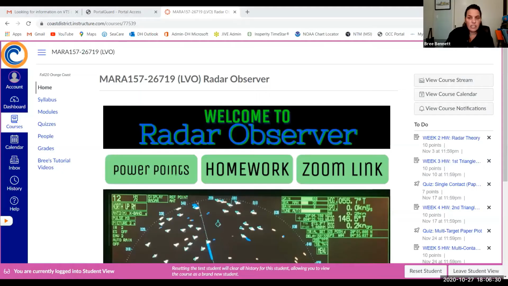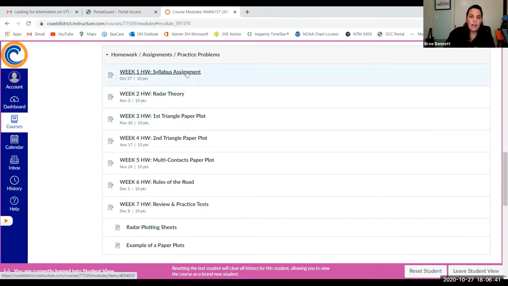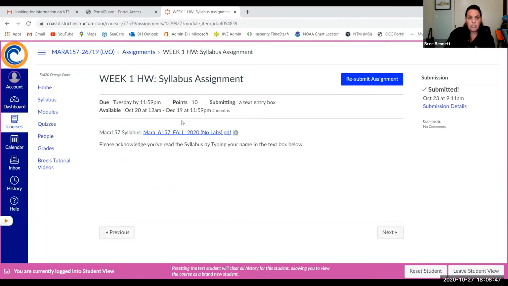I wanted to show everyone before we got started. I know I'm new to Canvas. I was making the assumption that you guys knew how to do it, but I want to go over real quick, sharing the Canvas screen here. So when we go for the homework, I'm on my student view. For any of the homework assignments, when you click on them, you'll get the assignment. So this one was just, please acknowledge you've read the syllabus by typing your name in the text box.